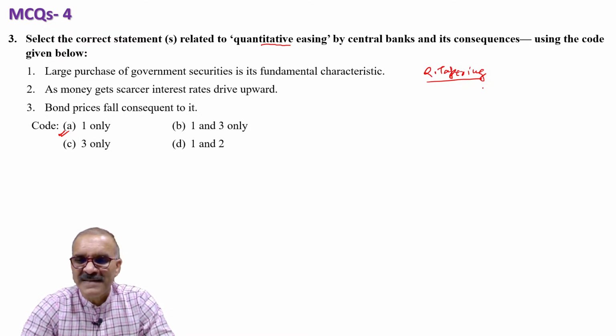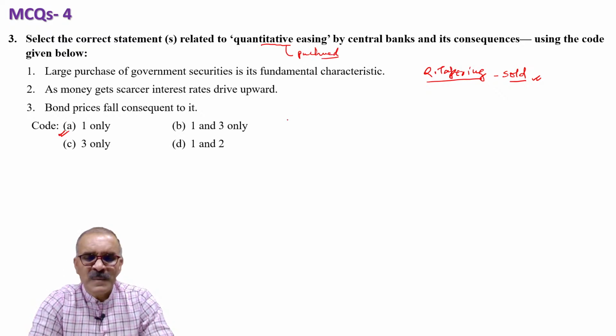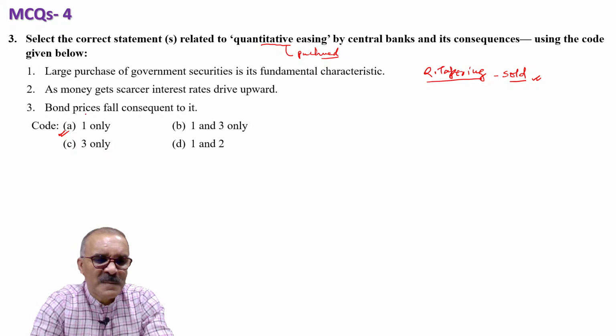Under quantitative tapering, government bonds are sold, and in quantitative easing, government bonds are purchased. So when government bonds are purchased, more money flows from the central bank to the economy. Clear? So due to that, interest rates fall down. The bond prices go up in place of falling because interest rate falls. Clear?